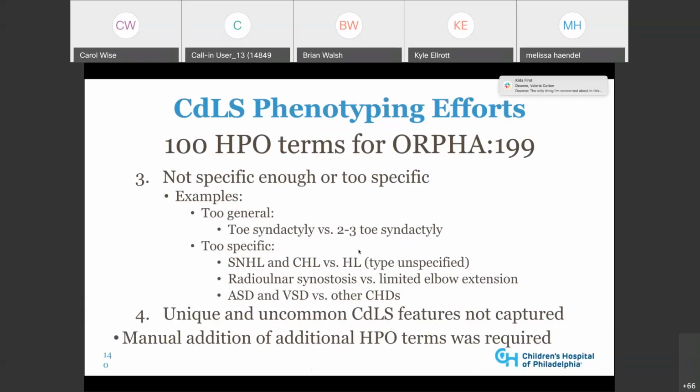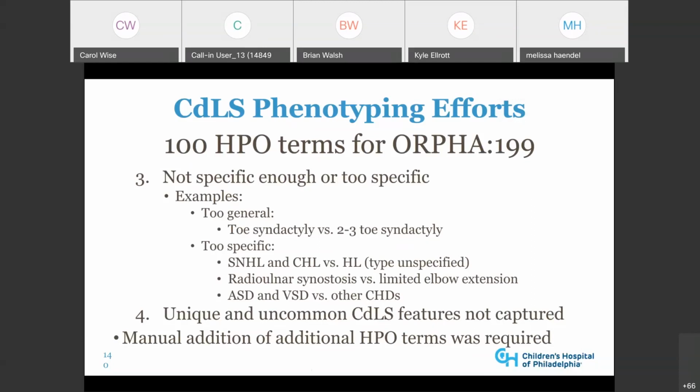I won't run through all of them, but one of the examples is that for heart defects, which can be common in CDLS, the two most common, certainly ASDs and VSDs, but there are other heart defects that were not being captured. So we had to include more general terms or other more specific terms to make sure that we are getting a complete picture of and capturing the complete phenotype.